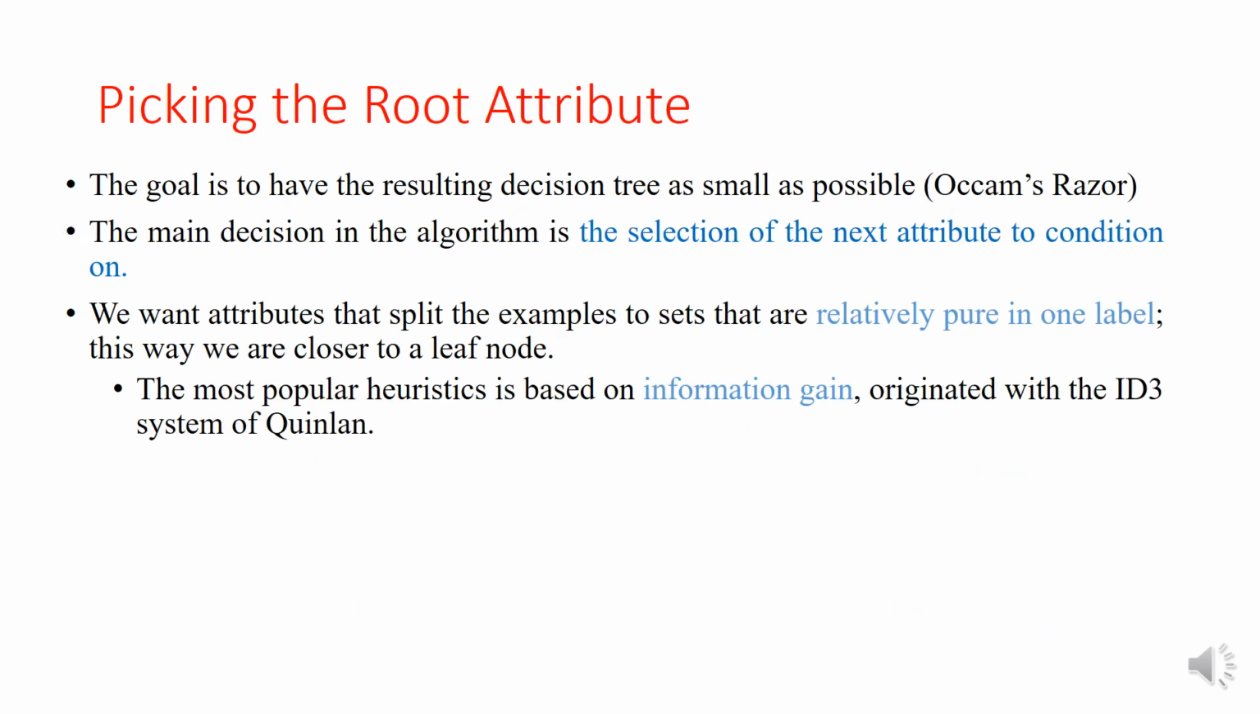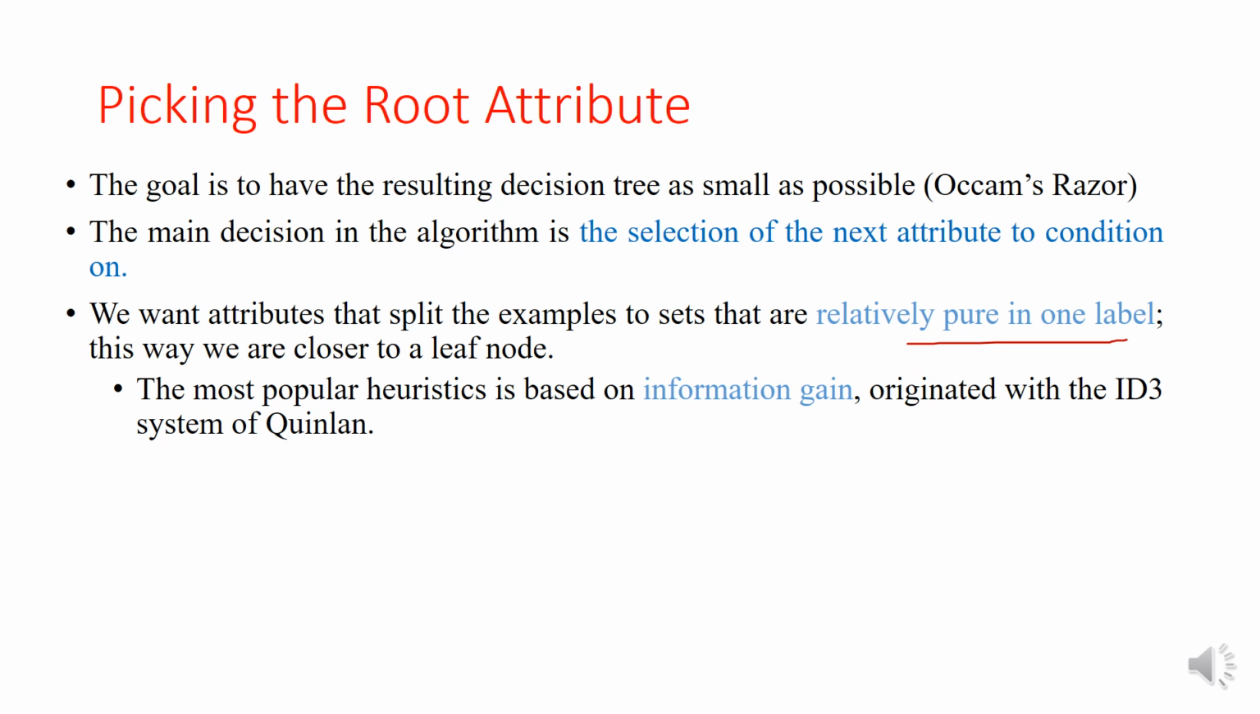Next, picking the root node. The goal is to have the resulting decision tree as small as possible. So the main decision in the algorithm is the selection of the next attribute to condition on. So here we have to select the attribute. To select, we want attributes that split the examples into two sets that are relatively pure in one label. This way we are closer to a leaf node. If you are pure in one label, it means you have reached the leaf node.